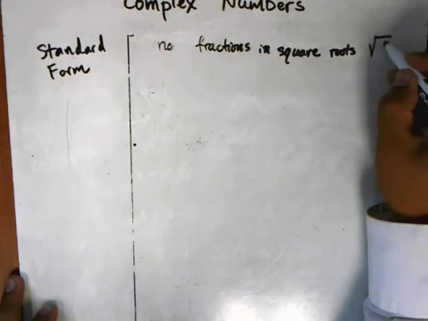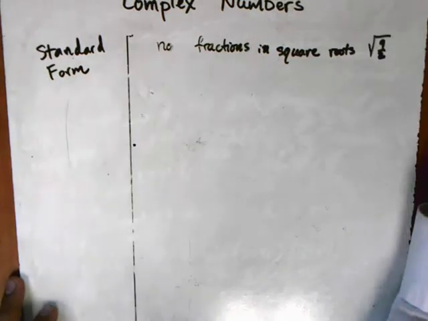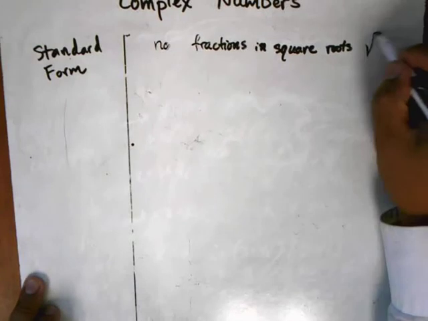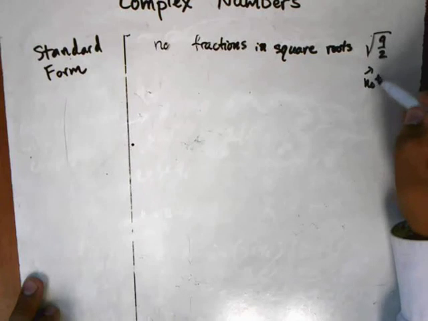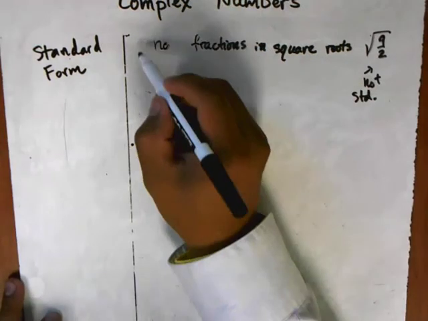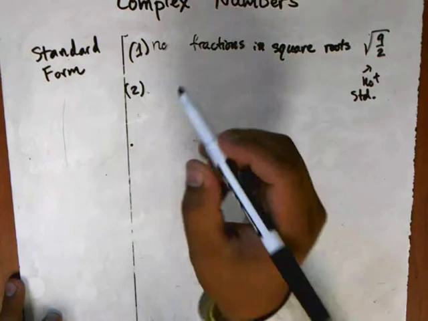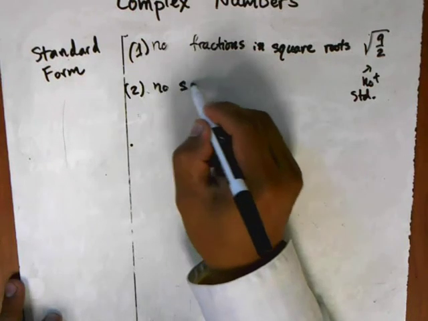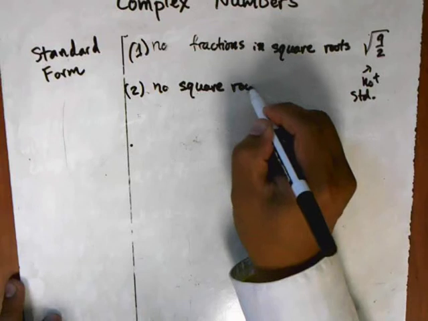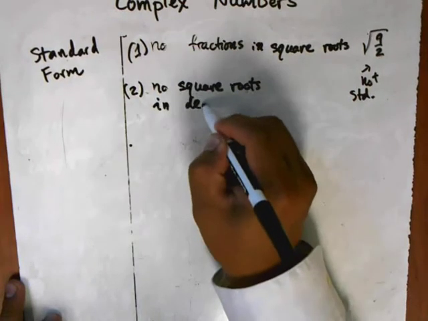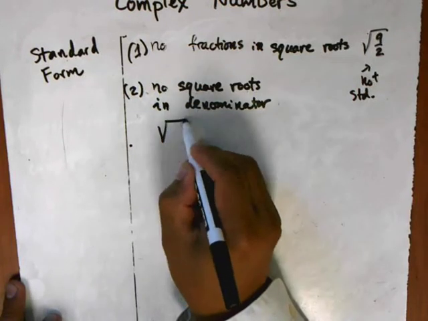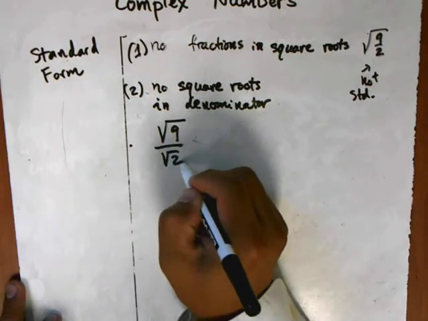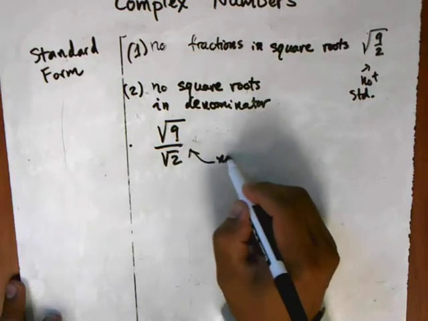So a number like this, 9 over 2, let me write this bigger. Okay. This is not standard. That's one of the rules. Other rules is no square roots or no radicals even in denominator. So even if I had the square root of 9 over the square root of 2, this is also not standard.